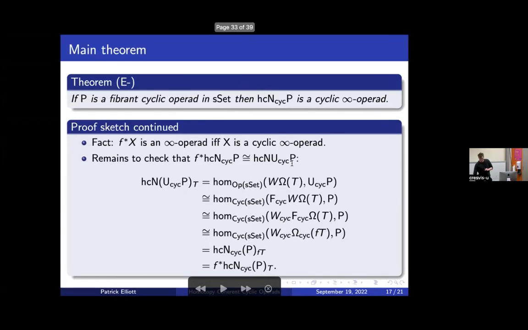And this, it turns out, well, let's look at how this goes. This first step is just literally the definition, then just adjoint. Then the first non-trivial input is this step here, which is the nice fact that the free cyclic operad generated by the W construction on the operad generated by a tree T, a rooted tree, is in fact the cyclic W construction on the free cyclic operad generated by this guy.